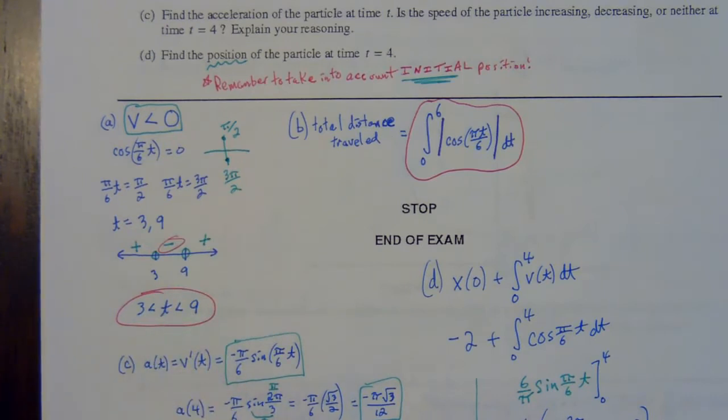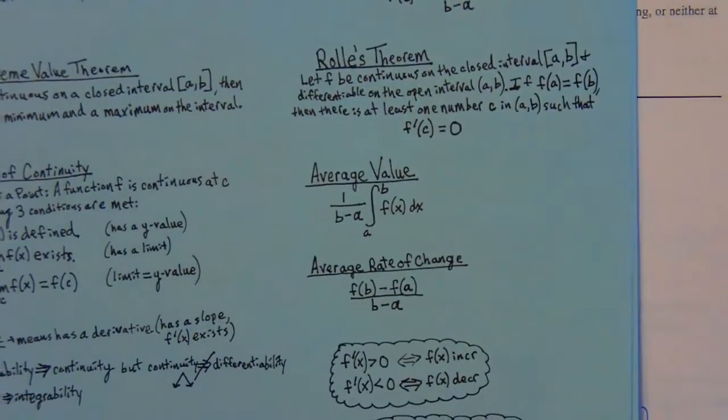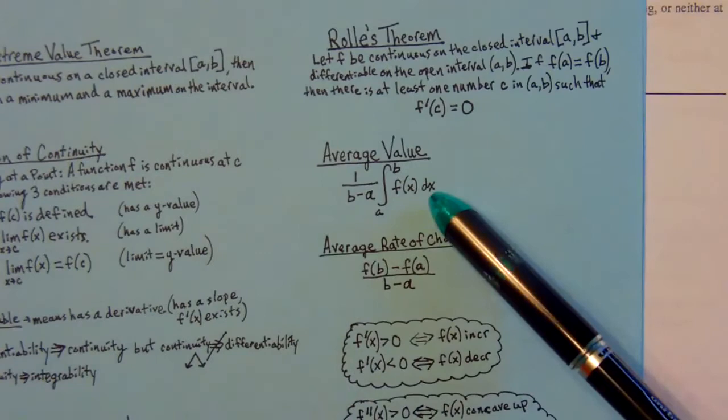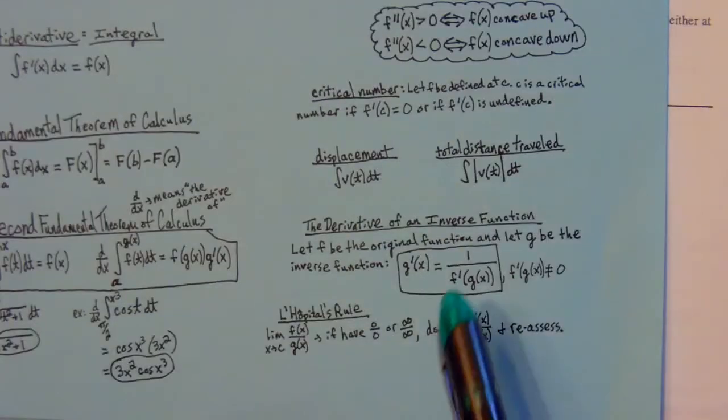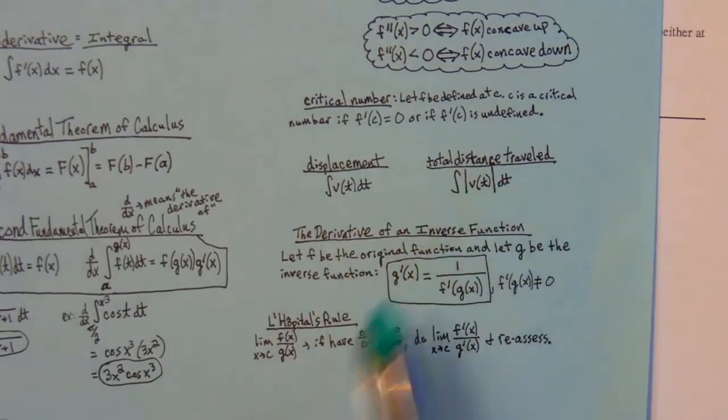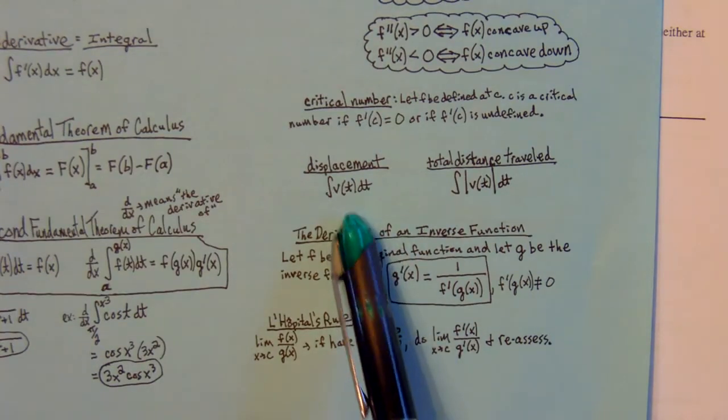Now letter B, it says write an integral expression that gives the total distance traveled. You just straight have to have these memorized, right? On your blue packet, the second page, there's your average value formula, there's your average rate of change. And I don't know why I mentioned that. I'm looking for, boom, down here, displacement, total distance traveled.